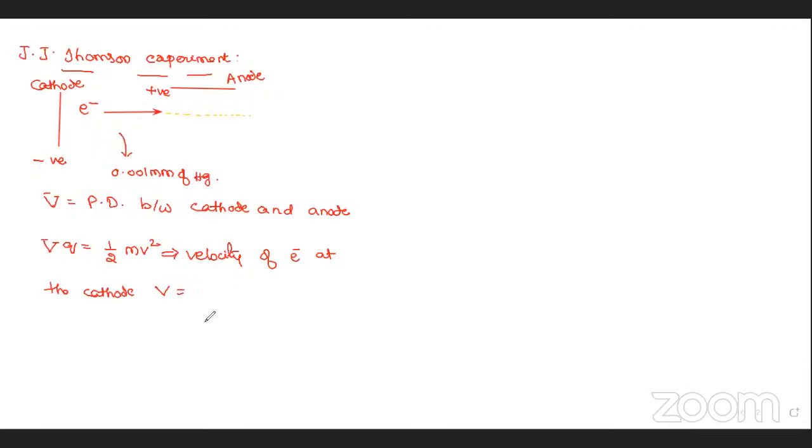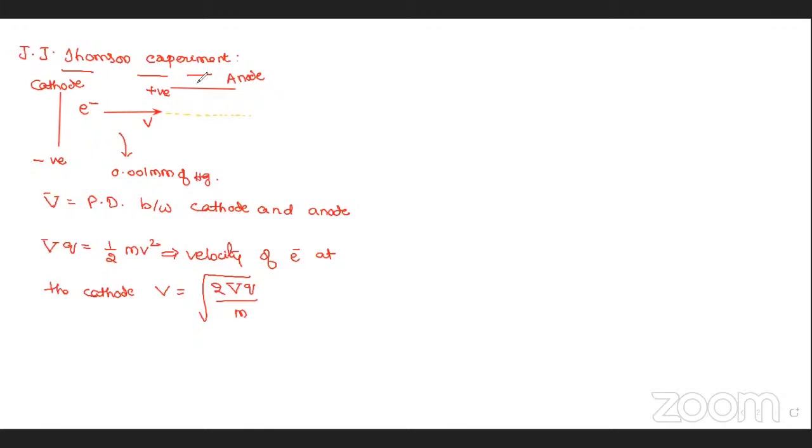V is equal to, I am finding out some formula, root of 2 capital V into Q by M. I think you identified the difference between these two. It is potential difference and this is the velocity. Okay, it is the velocity of electron, V.